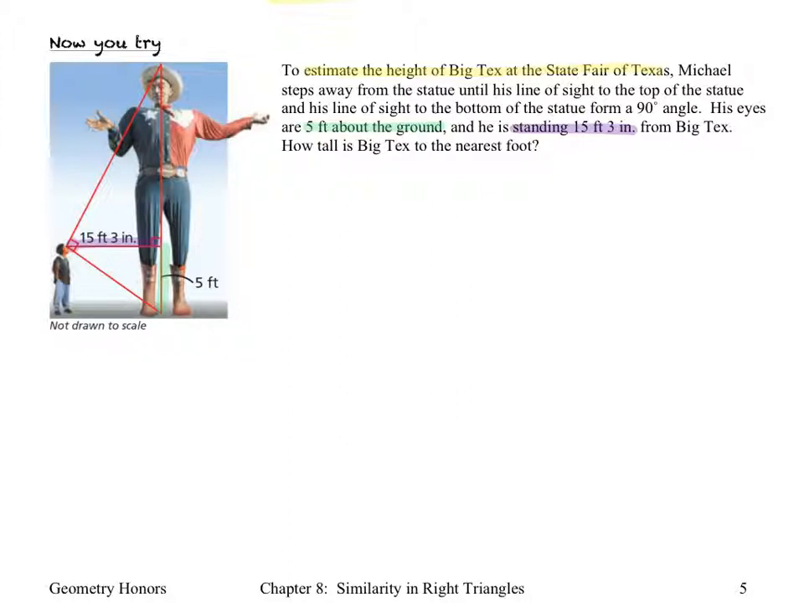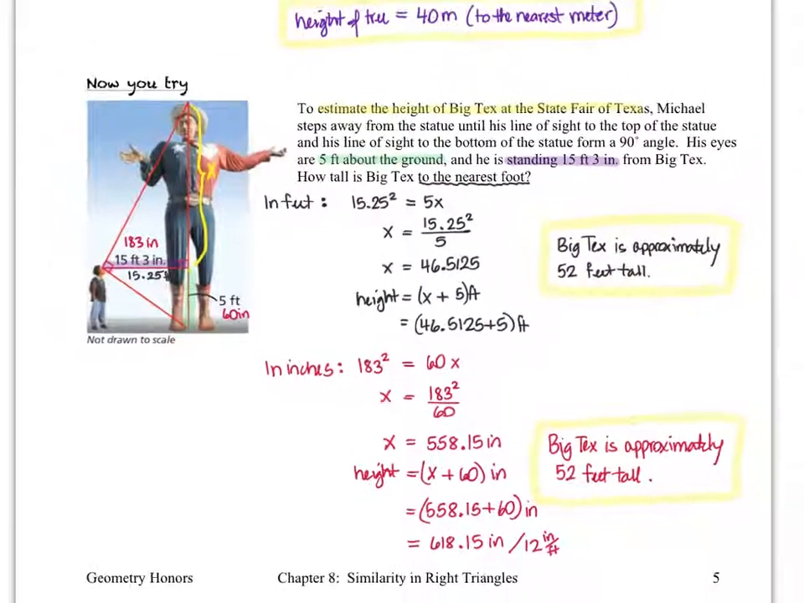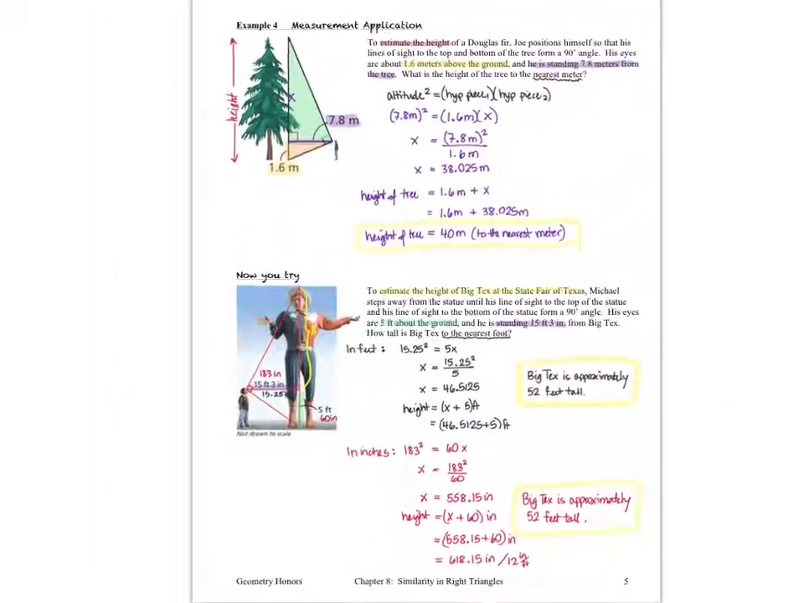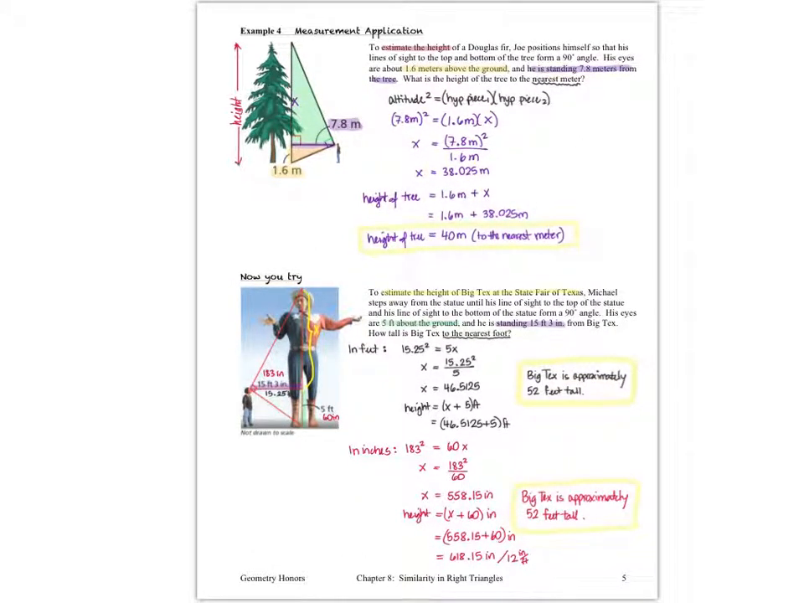So at this point, I'm going to actually show it both ways, in inches and in feet, but I recommend you turn off the video now, get some practice on this, and turn the video back on when you're ready to check your work. So we find to the nearest foot, Big Tex is 52 feet tall. You can do the calculations either in inches or in feet, but in the end, when you are done with the problem, you need to make sure that the answer is given to the nearest foot.